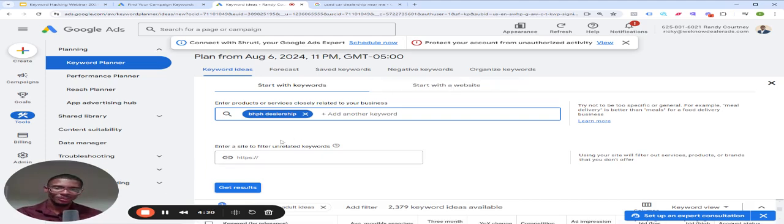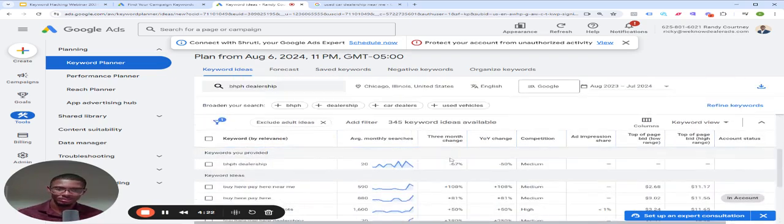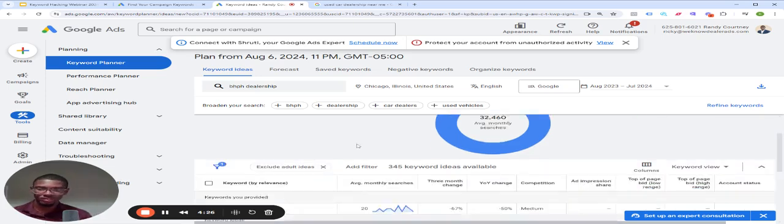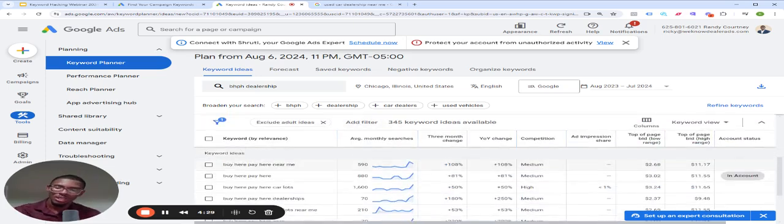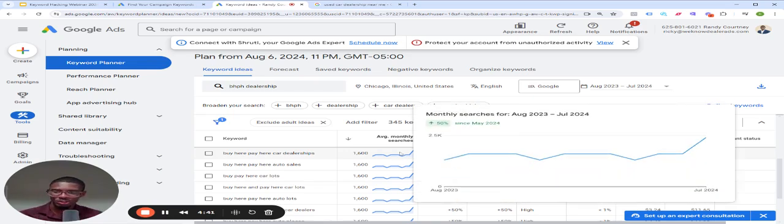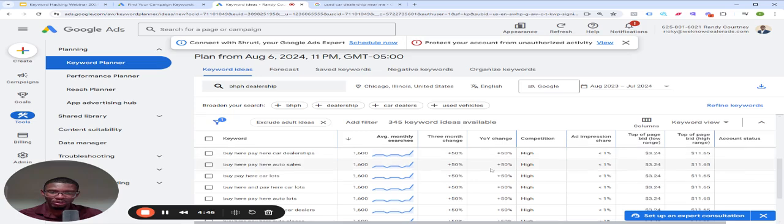So I'm going to pick on Chicago here and hit get results. Chicago currently is getting 32,000 monthly searches for people typing in buy here, pay here. Now, these are keywords that are relative to that. If I separate this and start with the keywords getting the most traffic, you're talking about 1,600 monthly searches every single month, and it's up 50%. Most of these are up year over year and up over the last 3 months, so it's picking up right now.